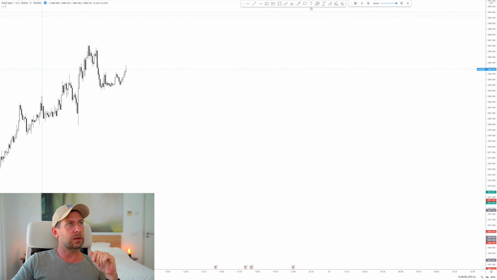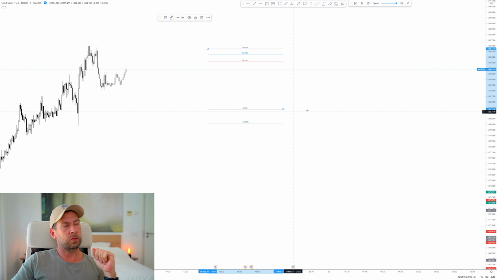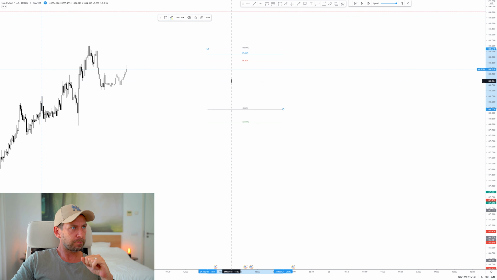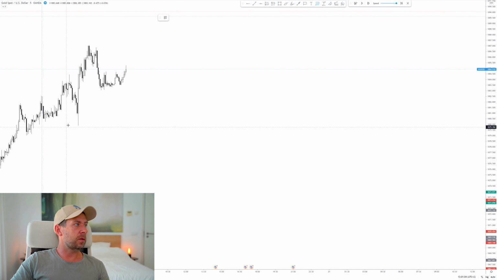I use the Fibonacci tool to get the levels, and I drag them from the obvious swing lows to swing highs, or the other way around, depending on which direction I want to trade. So in this case, we see this obvious swing low. I hold control on my keyboard and drag it up here. Then TradingView knows to snap it to the highest or lowest point, which is very convenient.